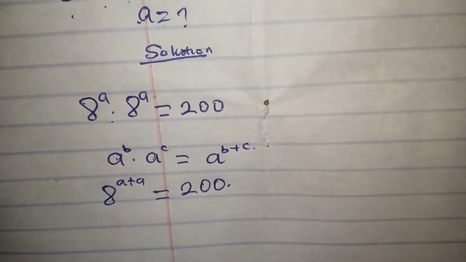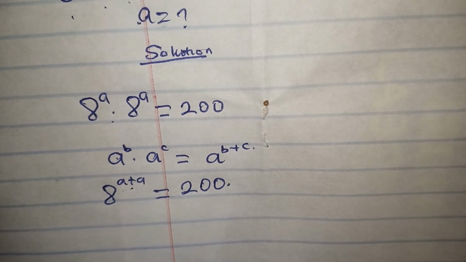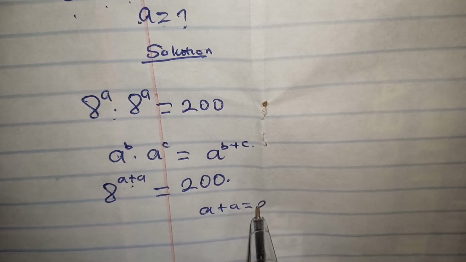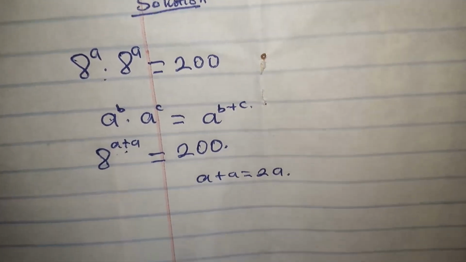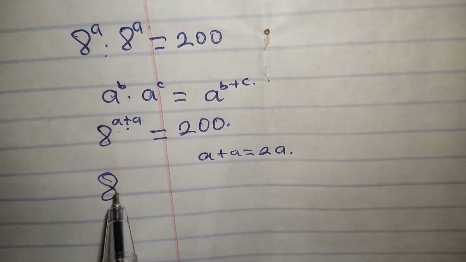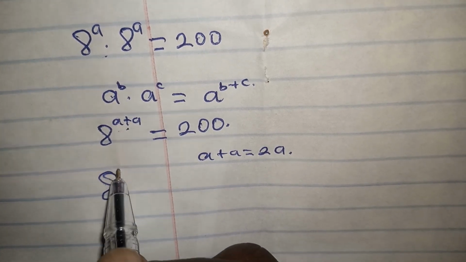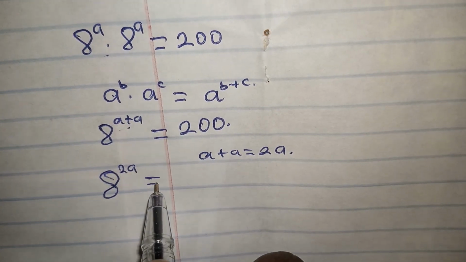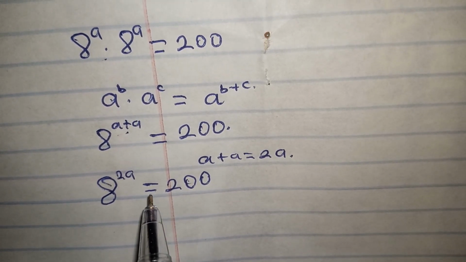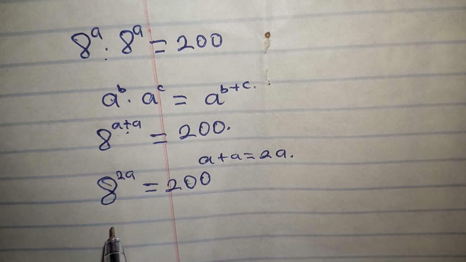200. Okay, from here we are going to apply a rule which says we are having a plus a is equals to 2a. So we are going to have 8 to the power of 2a is equals to 200. Okay, 8 to the power of 2a is equals to 200.